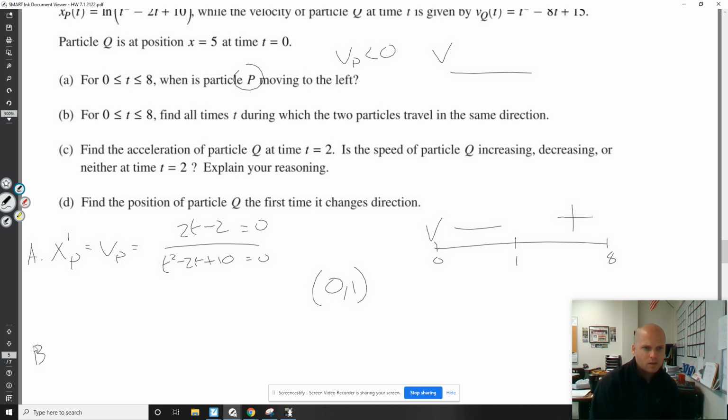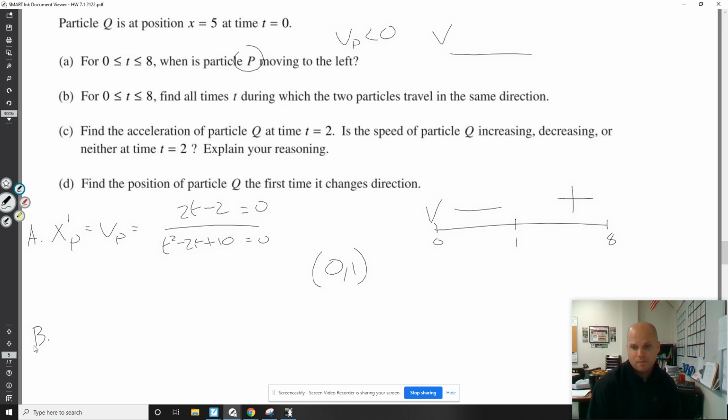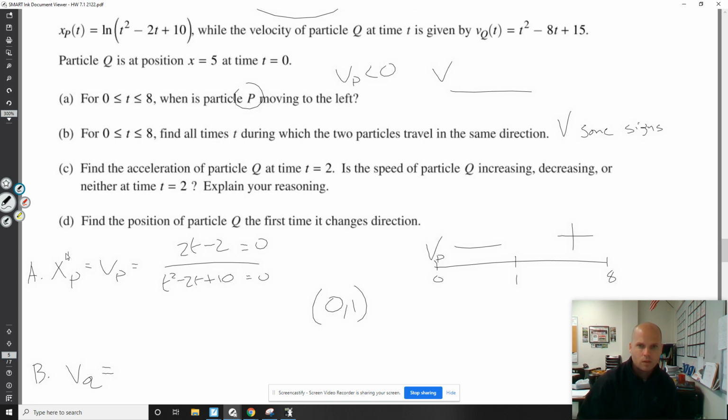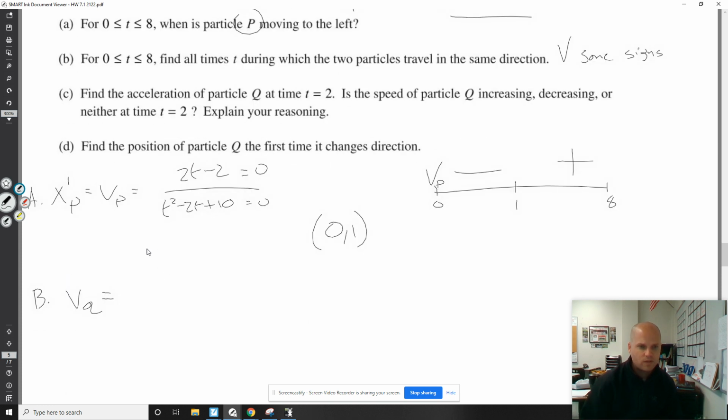Part B, when are the particles traveling in the same direction? That's a good question. This is different. Velocities have the same signs. And that's all you have to write. That's your justification. So I already have the velocity of particle P. Let's do a velocity analysis of particle Q. T squared minus 8t plus 15. I'll factor this. T minus 5, t minus 3.